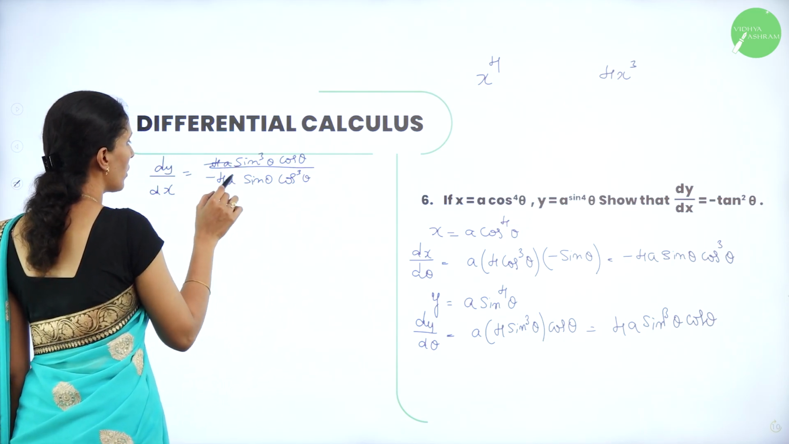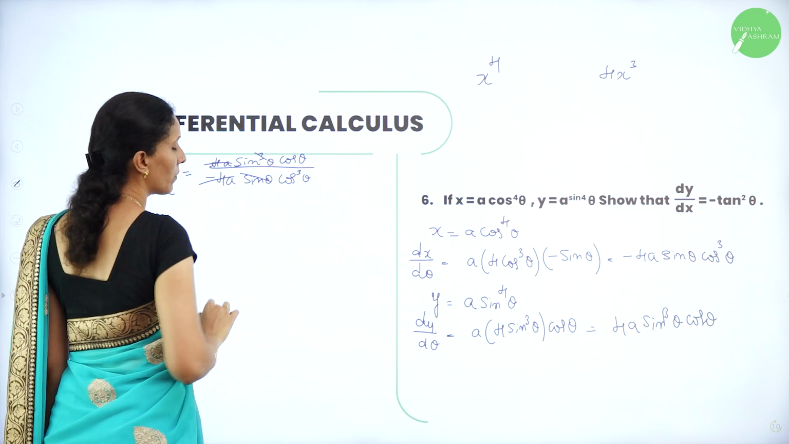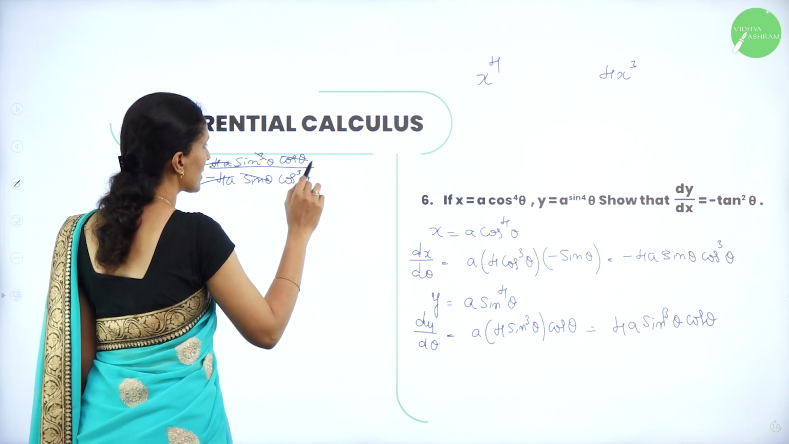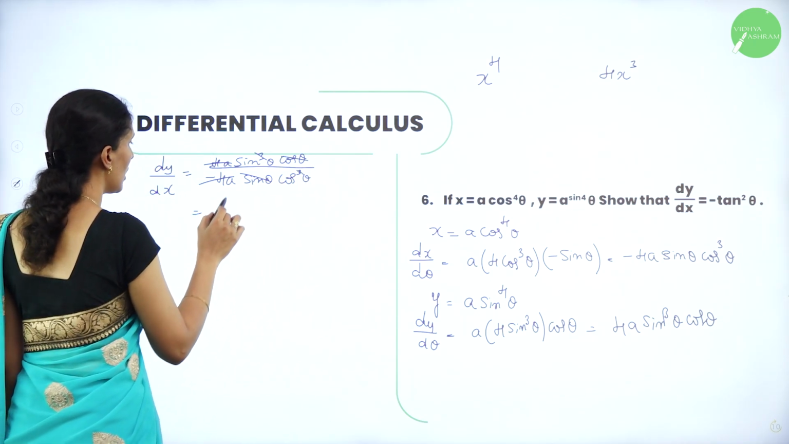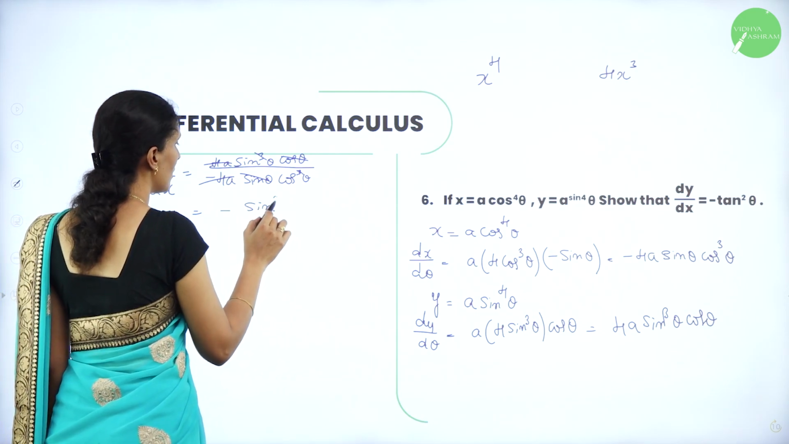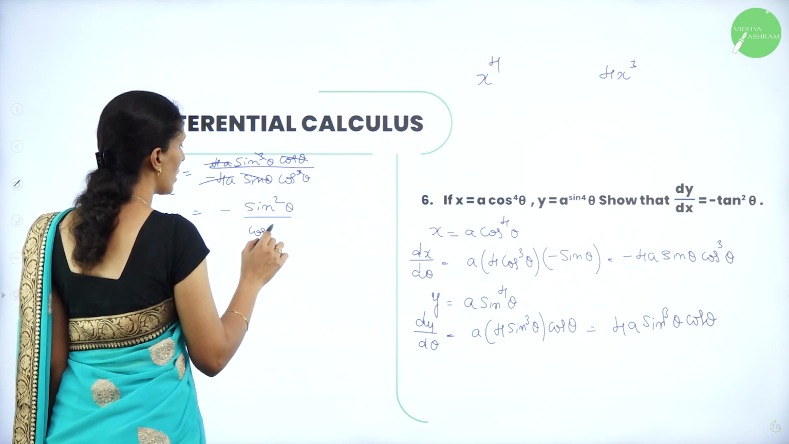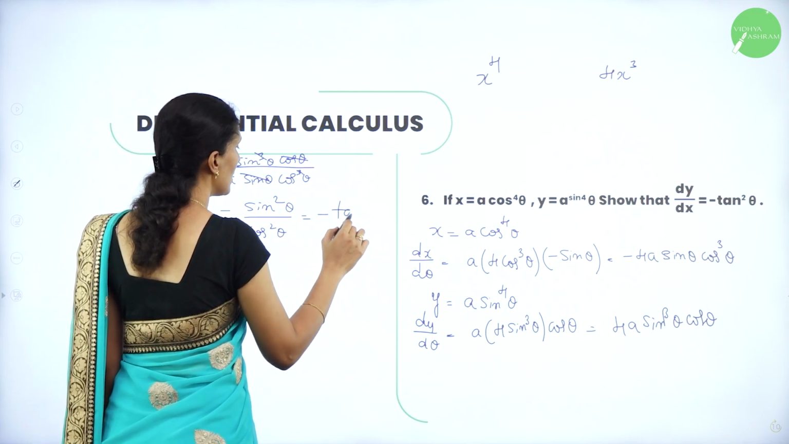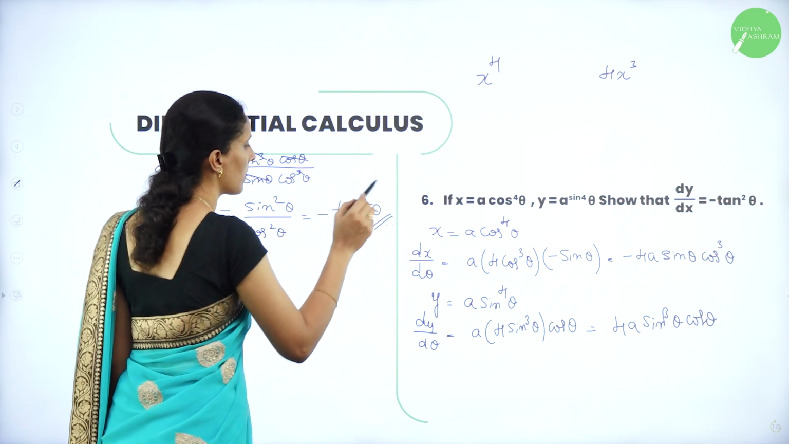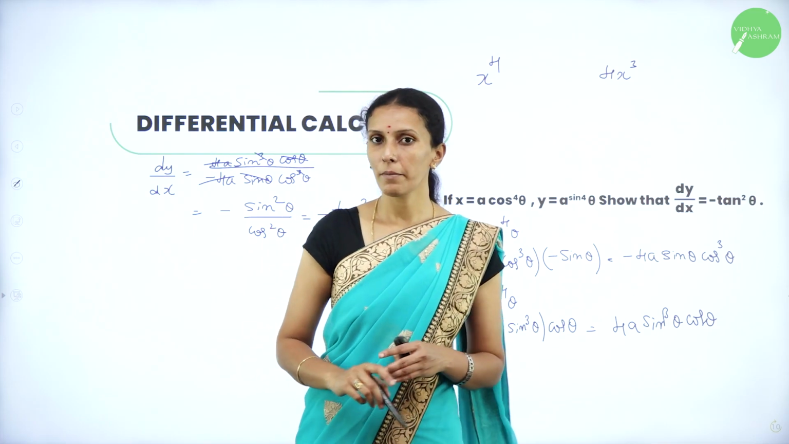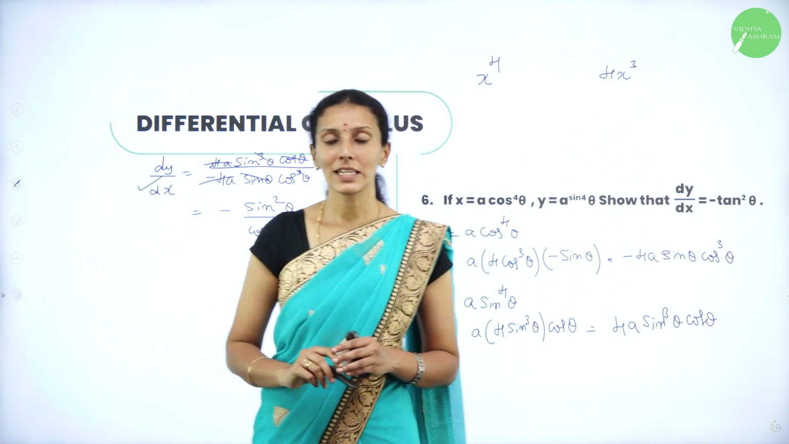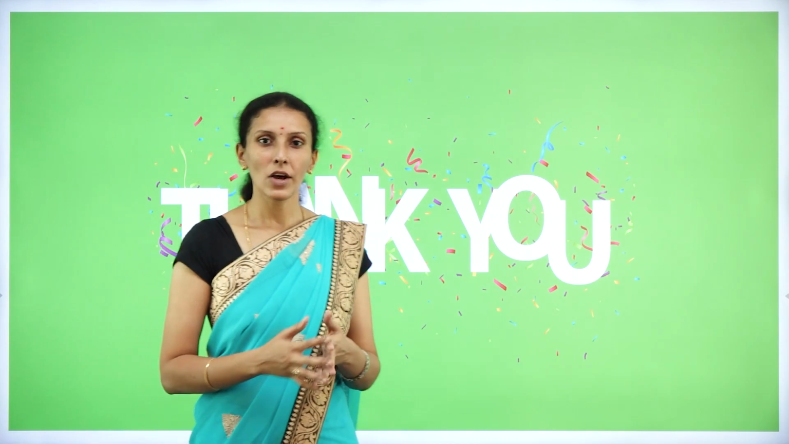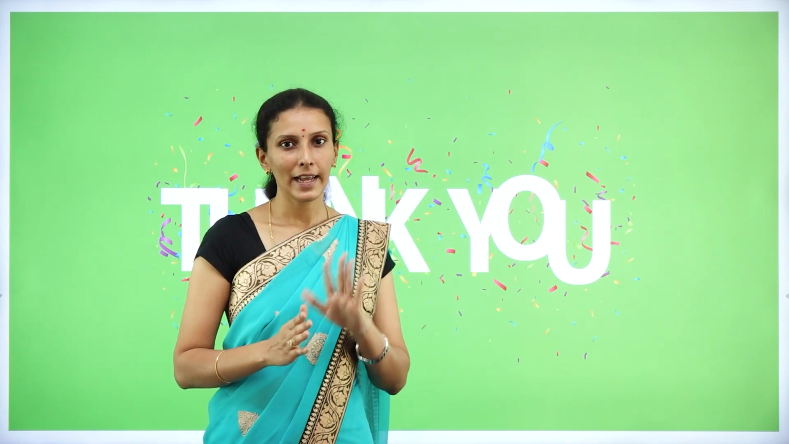You can cancel 4a, sin cube cancels with 1 sin, cos cancels with 1 cos. So here you are left with minus sin square theta over cos square theta, which is nothing but minus tan square theta. Hence we have shown the result, that is dy by dx, we got it as minus tan square theta. So this is how we are going to differentiate the parametric function with y and x in some terms of t or theta.